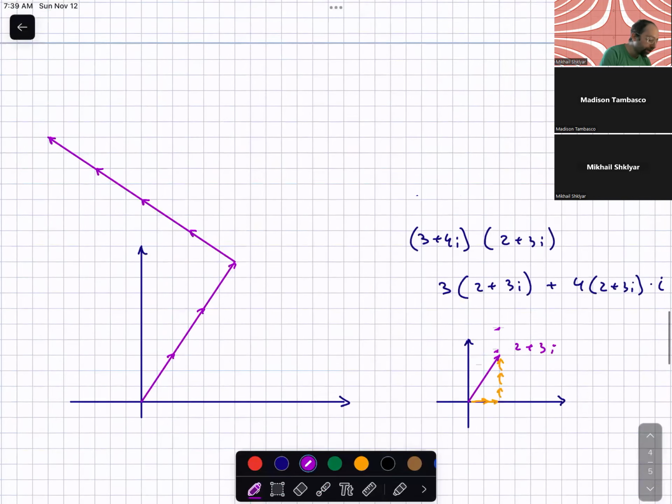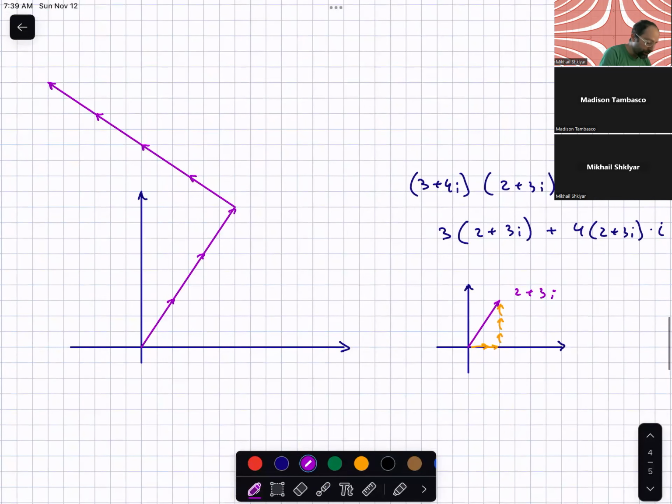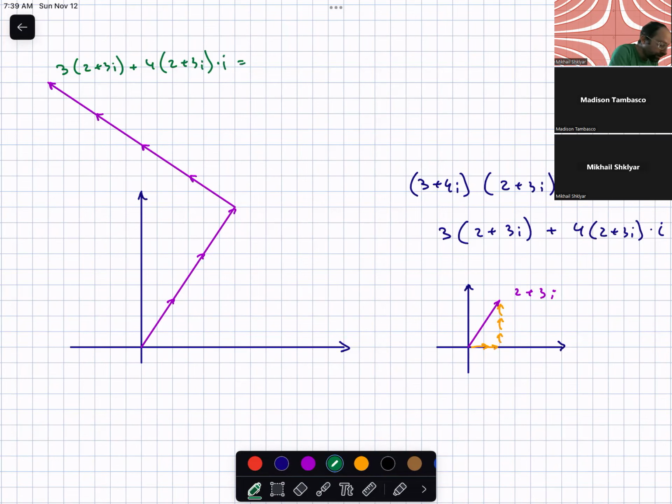So this over here represents 3 times 2 plus 3i plus 4 times 2 plus 3i times i, which is also, incidentally, the same as 3 plus 4i times 2 plus 3i. Now, if you were to do some algebra here, let's try to multiply everything out.